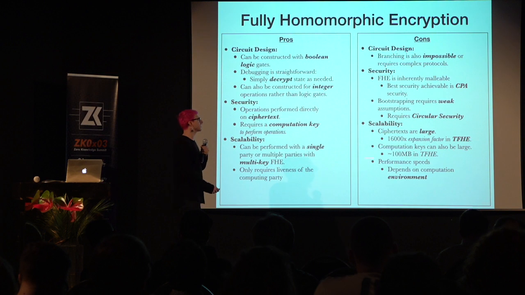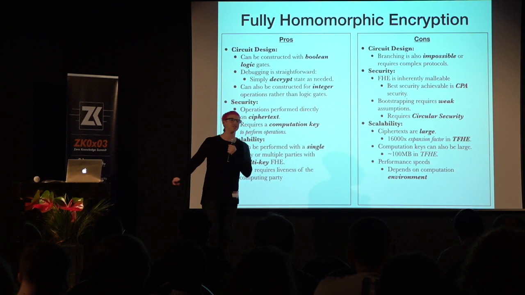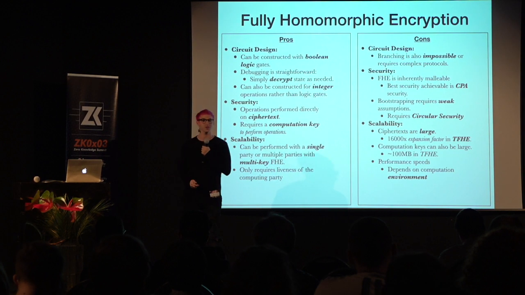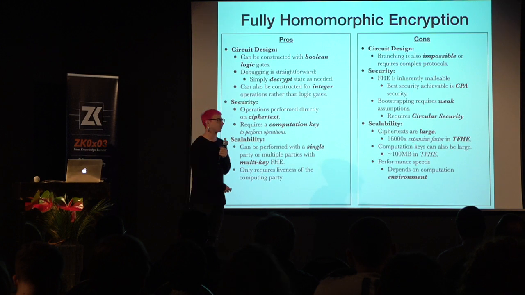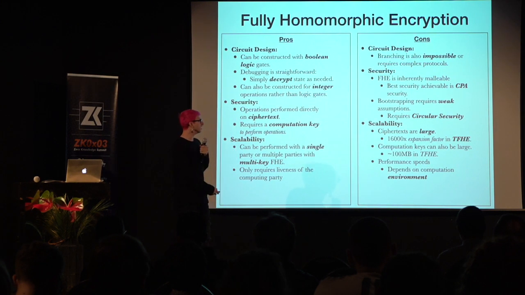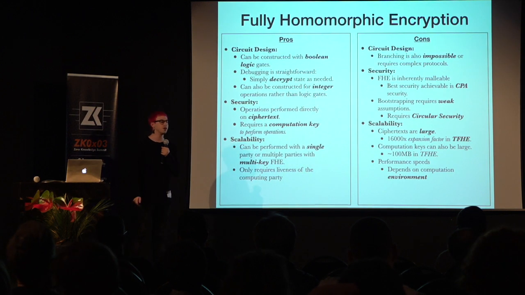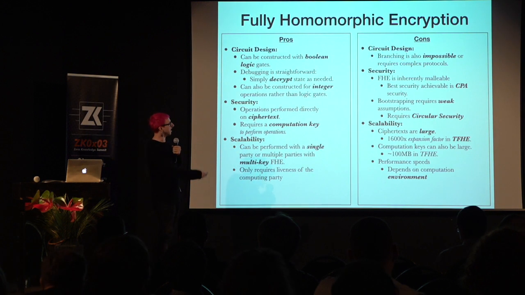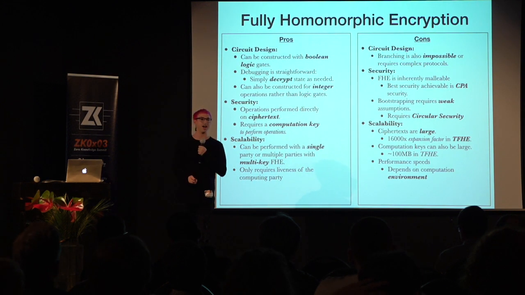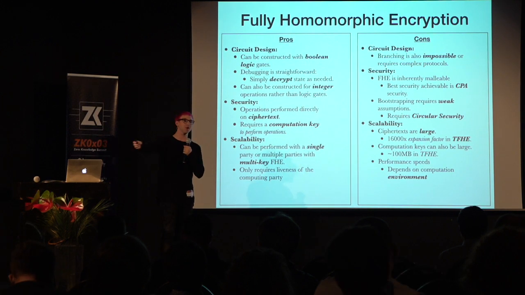Another problem is ciphertexts are extremely large. 16,000 times expansion factor in TFHE. That's what we implemented in NuCypher's new FHE. Computation keys can also be large, around 100 megabytes in TFHE as well. And performance speeds are kind of slow depending on computation environment. However, we're going to be discussing all these cons in the next little bit and say what solutions we have to this. So not all hope is lost. Not everything is bad and broken.